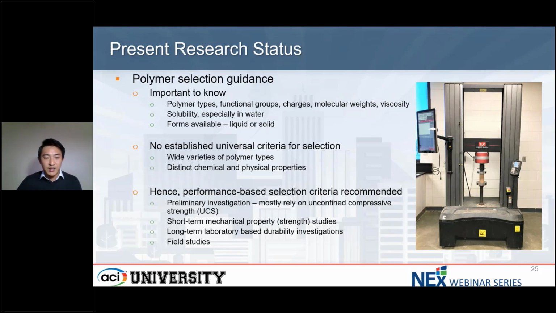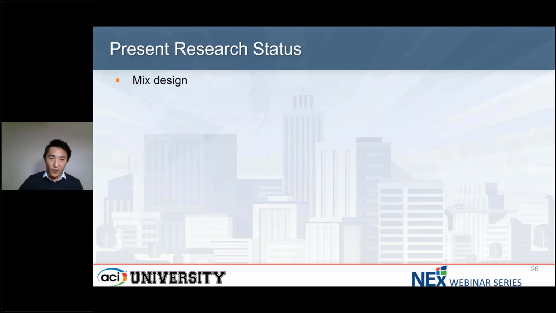So basically, we select a polymer based on our own knowledge and experience, and we do some laboratory studies to investigate the property that we care about, for example, the unconfined compressive strength. And then many other tests depend on the application. For example, for pavements, we're probably going to measure the resilient modulus. And for slope stability, we may measure the shear strength and the cohesion and all those parameters. So this is the criteria that we suggest. And of course, a field study is always something that's very important.